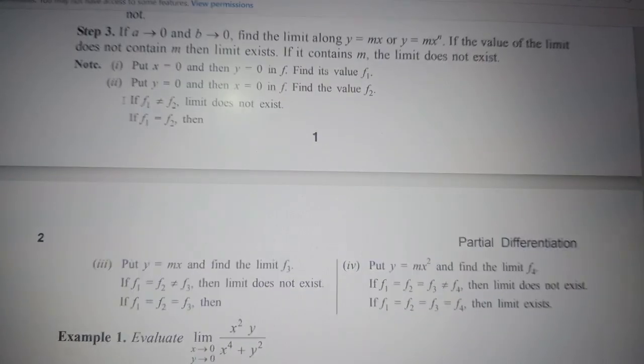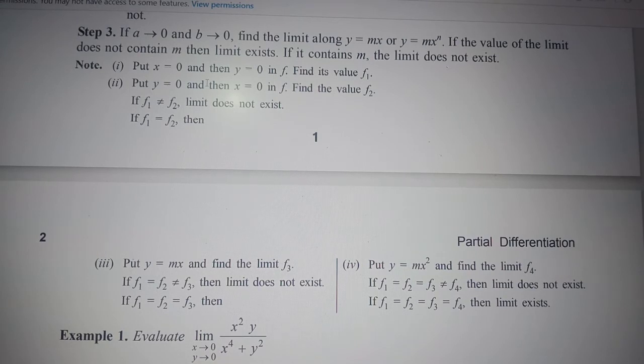So here in the example, put x equal to 0 and then y is equal to 0 in f. Find its value, f1. This is the simplest language of the previous things. That is, if you put x equal to 0, then y is equal to 0 and find the function, it is named f1, and then y is equal to 0, then x equal to 0 and find the value f2. And if f1 is not equal to f2, the limit does not exist.